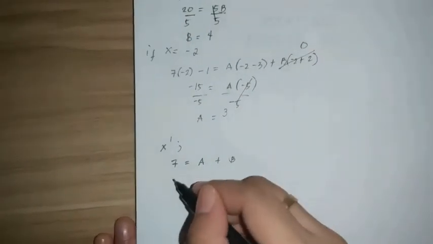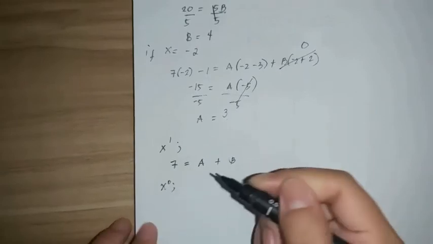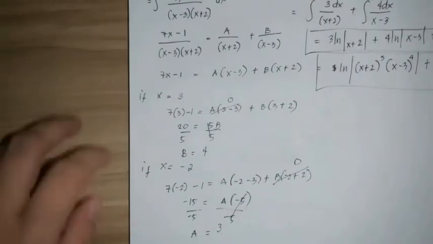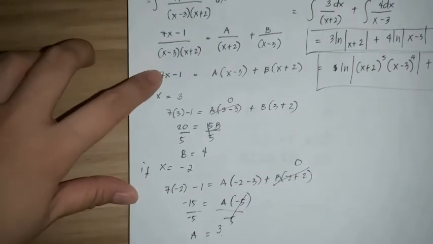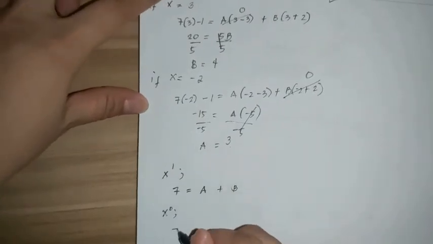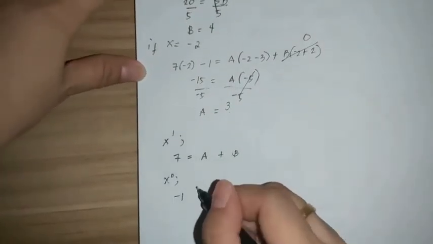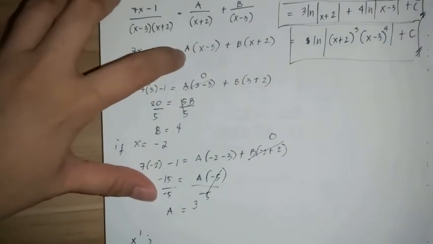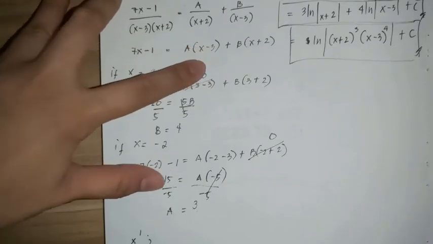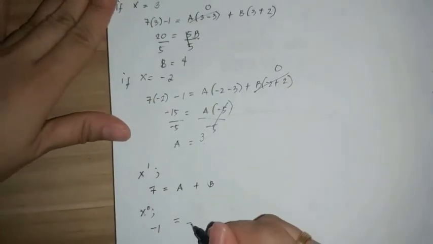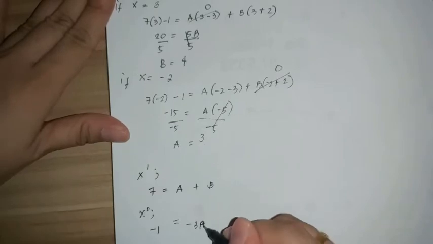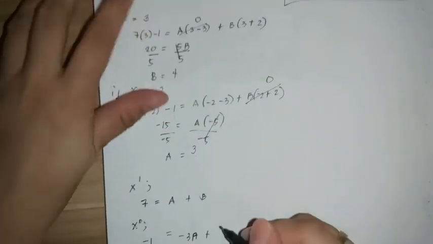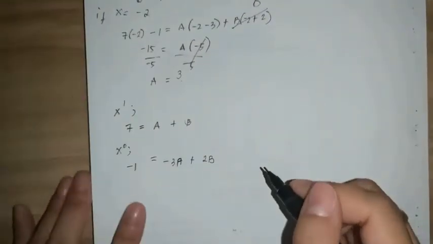So, let's say we have x raised to 0, which means the constant value. As you can see in our equation here, our constant value is negative 1. So you will write negative 1 is equal to the coefficient of a for x raised to 0, that's negative 3. So we have negative 3a plus here we have 2, so we have 2b. Okay?